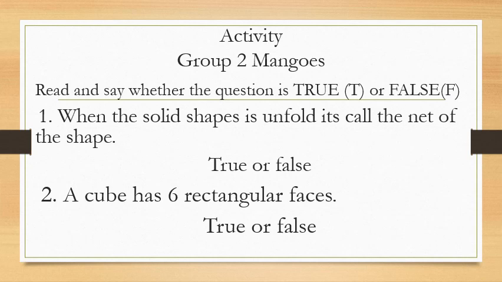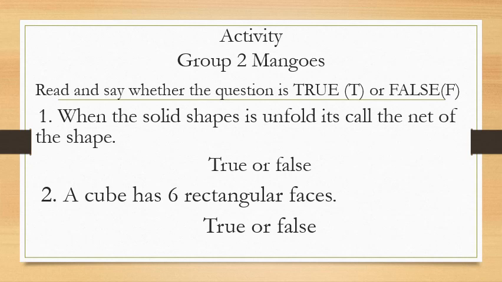Your first question says, when the solid shape is unfolded, it's called the net of the shape. I'll read this one more time. Remember, listen to me carefully. When the solid shape is unfolded, it's called the net of the shape. True or false? You circle your answer.